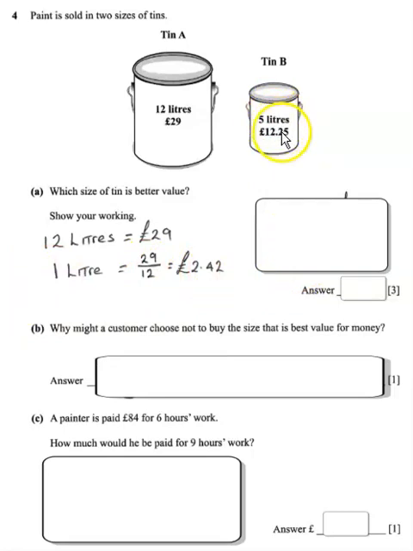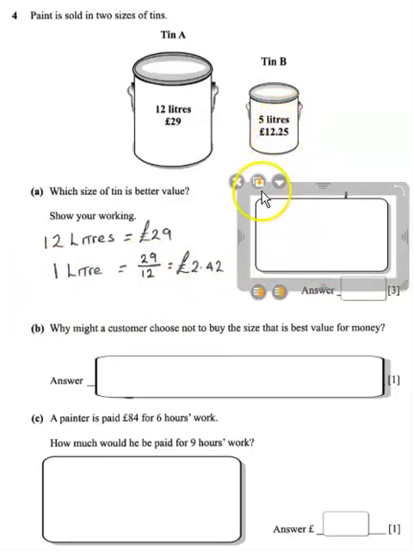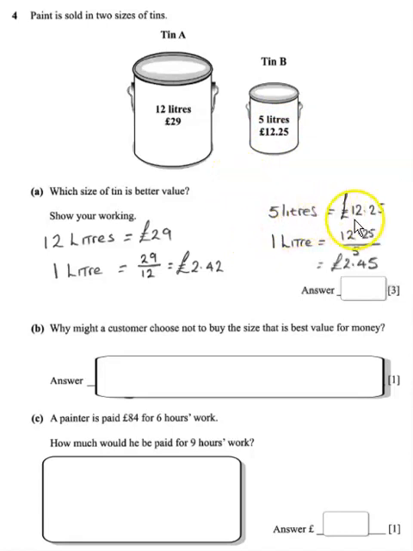Then we look at the 5 litres and find out what it would cost for 1 litre. So you can see 5 litres is £12.25, 1 litre is equal to £12.25 divided by 5. So that's £2.45. We compare these and see which one's the cheapest. You can see that tin A is the cheapest. So the 12 litre tin is better value.